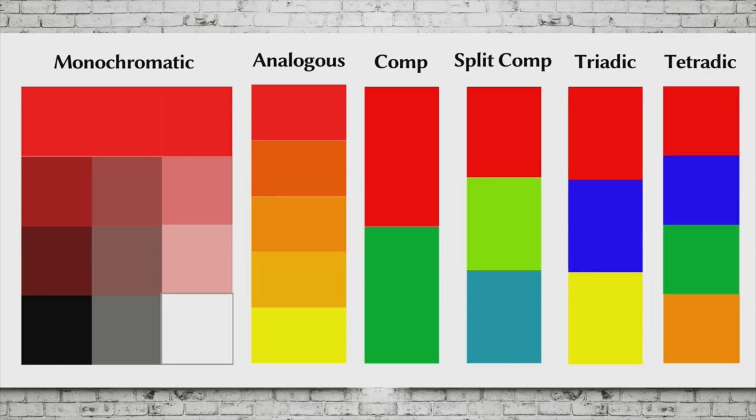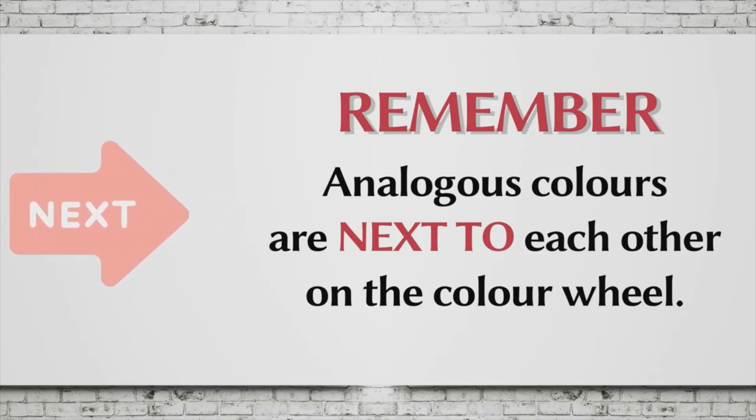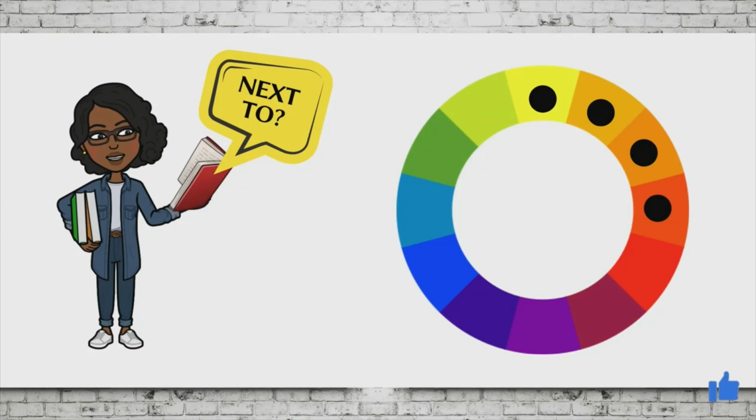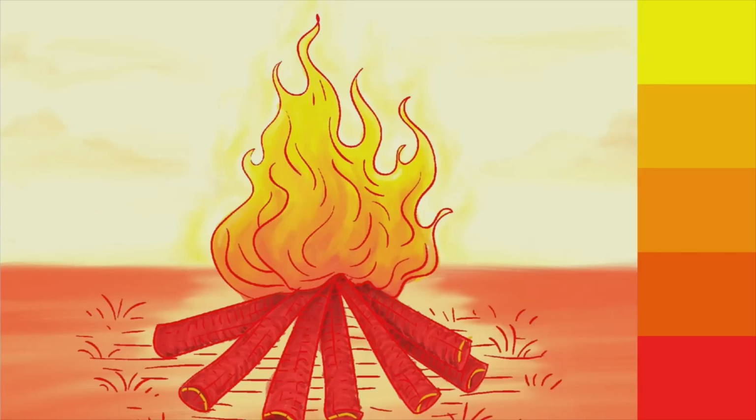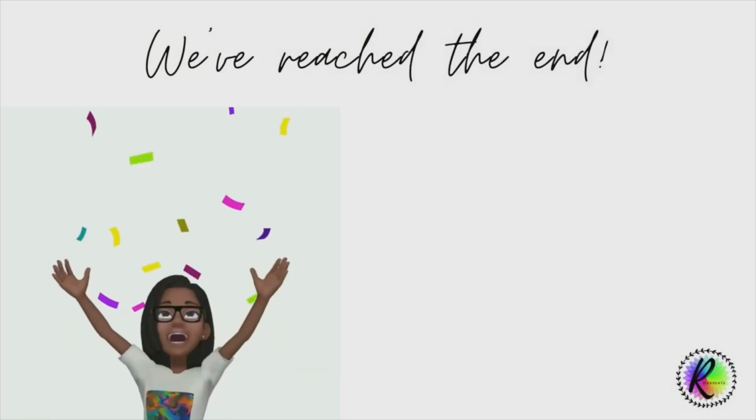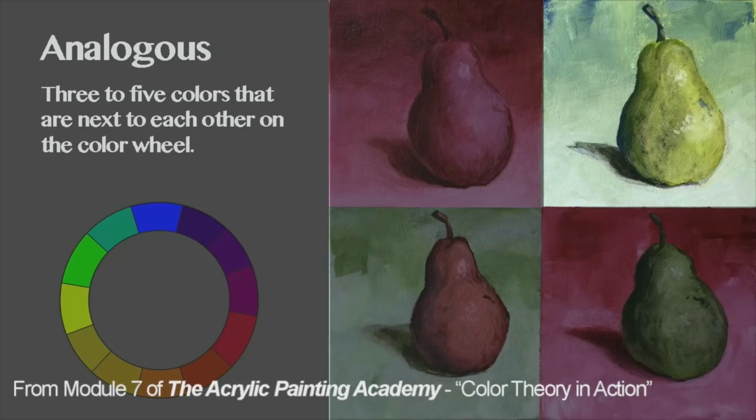Let's recap. Analogous colors are next to each other on the color wheel. There are no spaces between the colors of an analogous color scheme, and it is recommended to choose either warm colors or cool colors. That wraps up our lesson on analogous colors. Analogous colors are 3 to 5 colors that are next to each other on the color wheel. They provide a harmonious color scheme.